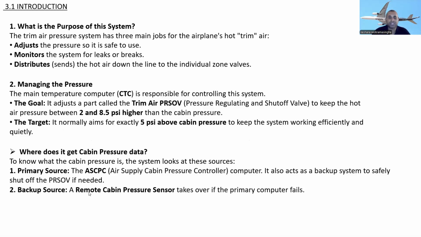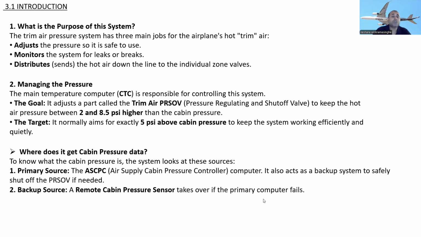Okay, where does it get cabin pressure data? To know what the cabin pressure is, the system looks at these sources. The primary source is the air supply cabin pressure controller computer. It also acts as a backup system to safely shut off the pressure regulating shut-off valves if needed. The backup source is a remote cabin pressure sensor that takes over if the primary computer fails.